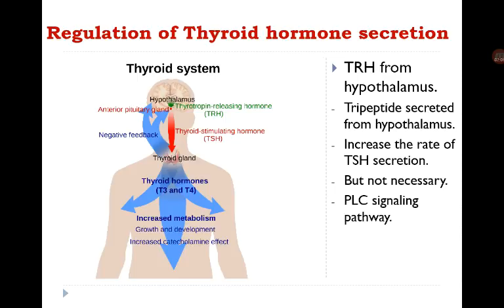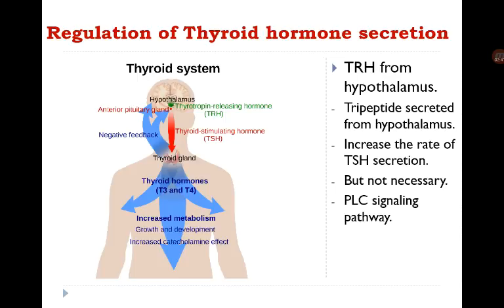How does it increase the secretion of TSH? Simply, it activates the phospholipase C signaling pathway. So it binds to its receptor, activating G protein. G protein is going to activate phospholipase C. Phospholipase C is going to hydrolyze phosphatidylinositol bisphosphate to inositol triphosphate and diacylglycerol, and then it will activate certain proteins and enzymes inside the cell, elevating calcium levels intracellularly and activating the process of secretion.